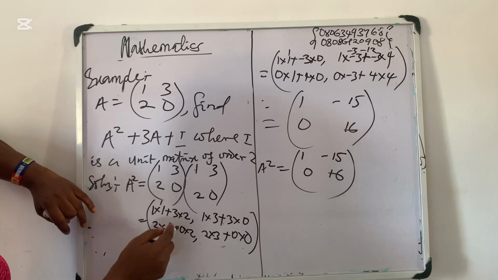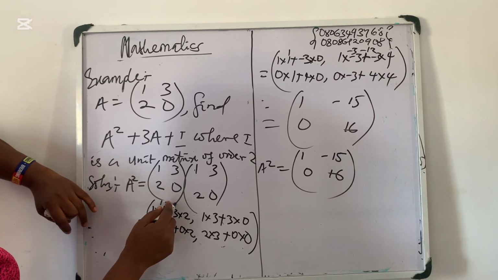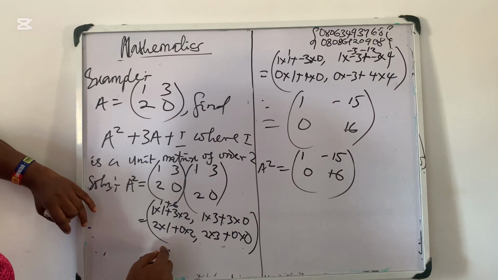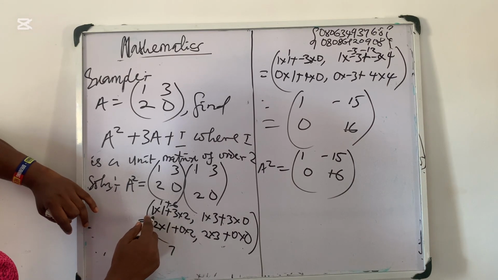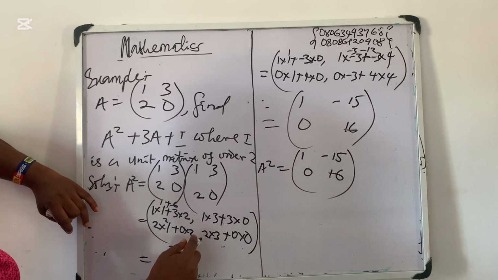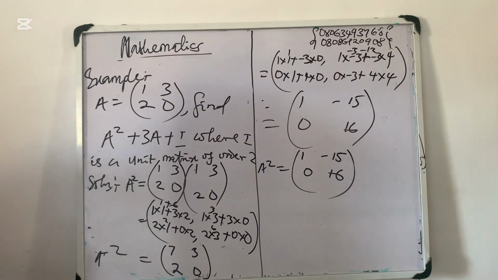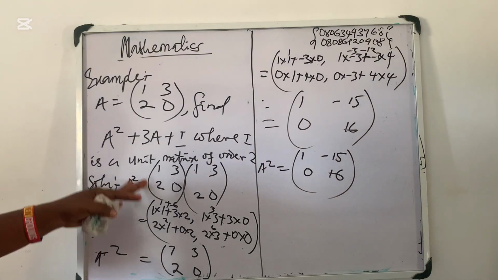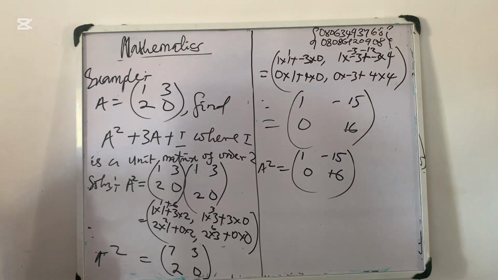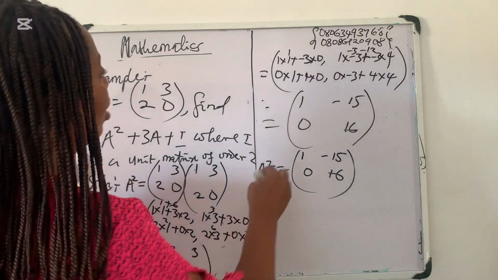1 times 1 is 1, 3 times 2 is 6, 1 plus 6 is 7, then 2 times 1 is 2, 0 times 2 is 0, you have 2 here, then 1 times 3 is 3, 3 times 0 is 0, 2 times 3 is 6, 0 times 0 is 0. Therefore, we have our A squared to be 7, 3, 2, and 0. We have gotten a value for A squared. Now, let's go forward to get that of 3A.